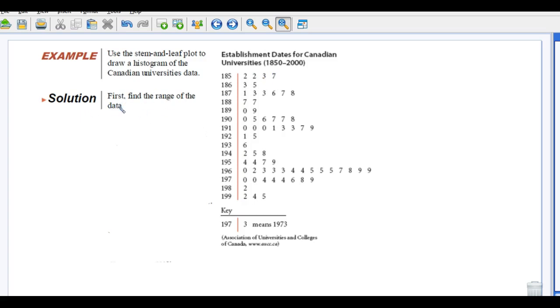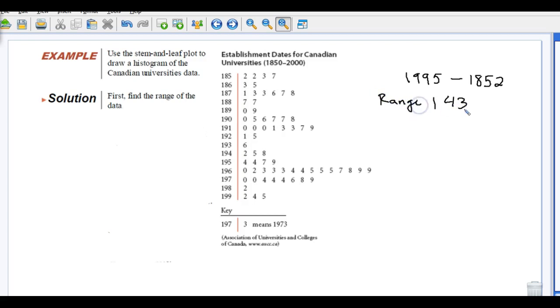Alright, so the first thing we want to do is find the range of the data. So let's go ahead and do that. That means we want to find the minimum and the maximum. Let's find the maximum first. 1995 is the maximum. And the minimum is going to be 1852. So what is the range of our data? The range is 143. So that is the range.